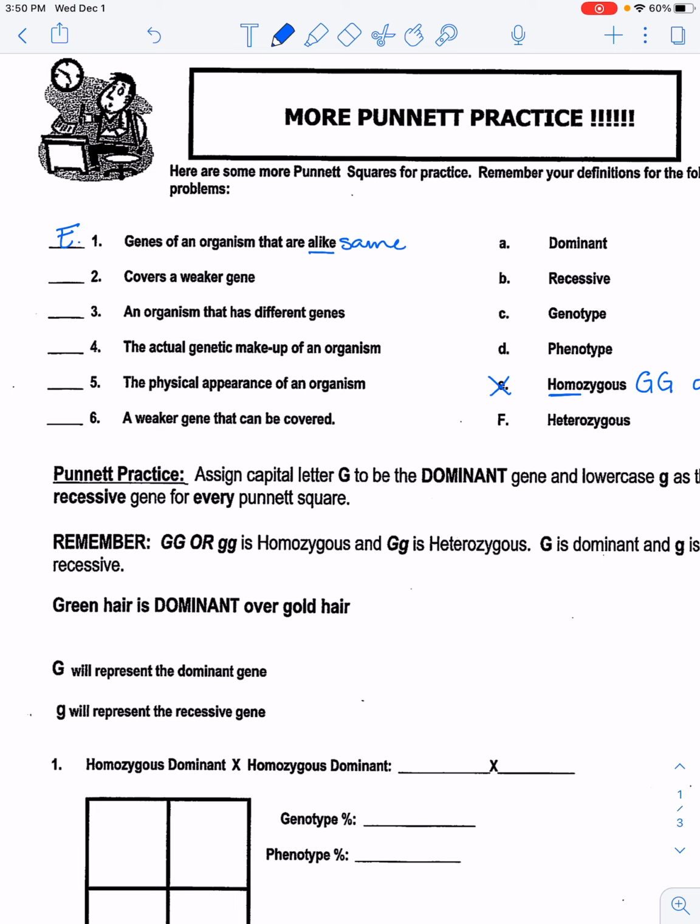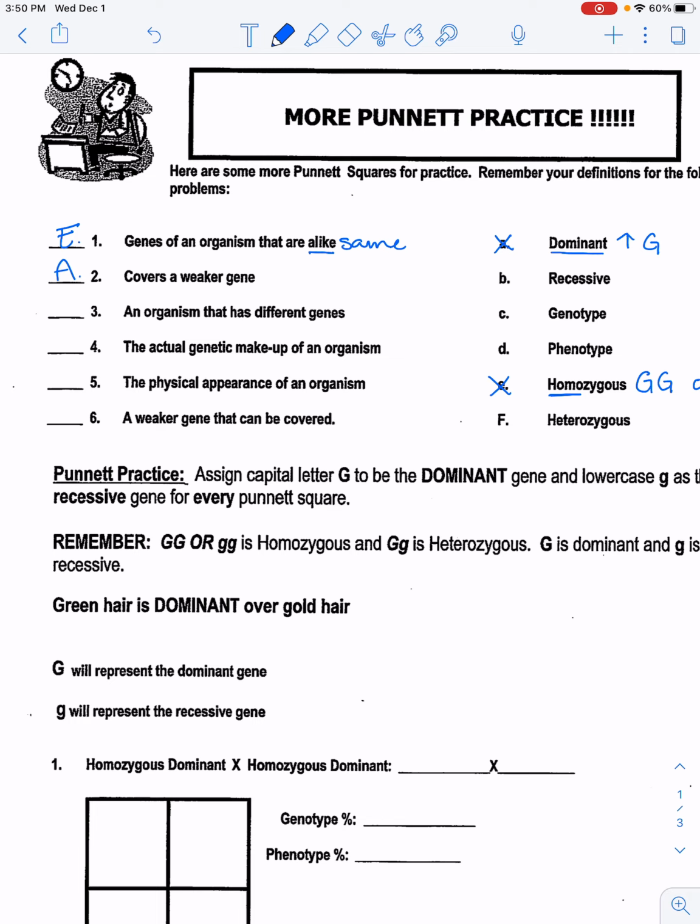The next one we're going to talk about is something that covers a weaker gene, and that is going to be our dominant trait here. It's going to cover the weaker gene, and it is always written as an uppercase letter, like a capital G. That is always written as an uppercase letter, and it covers up our recessive traits.